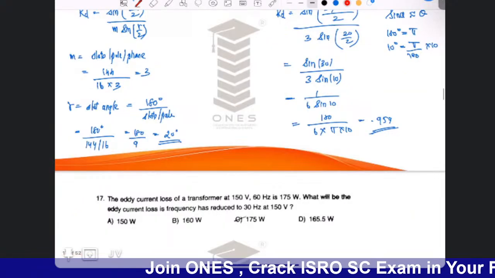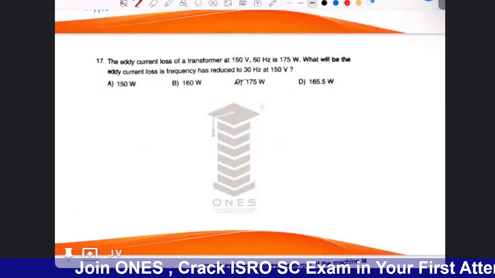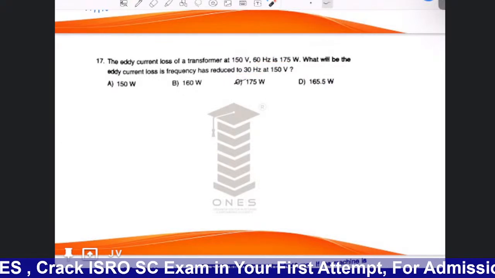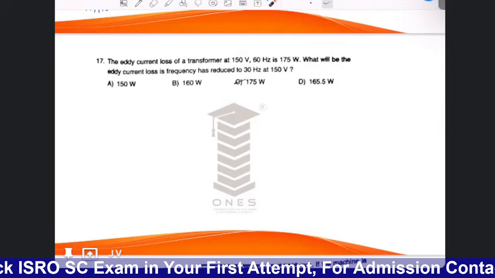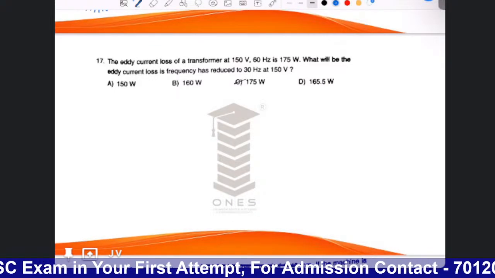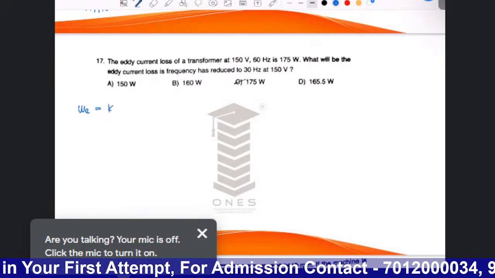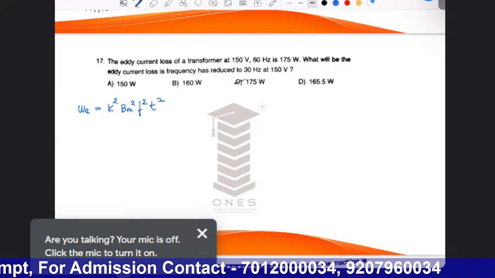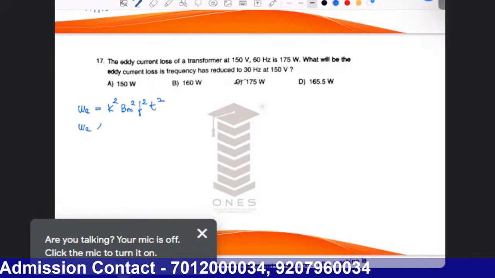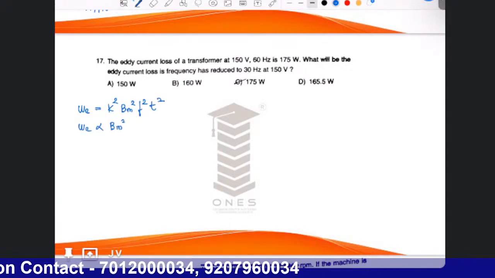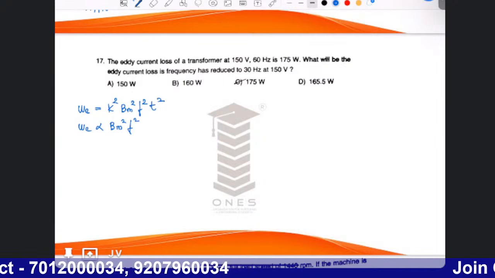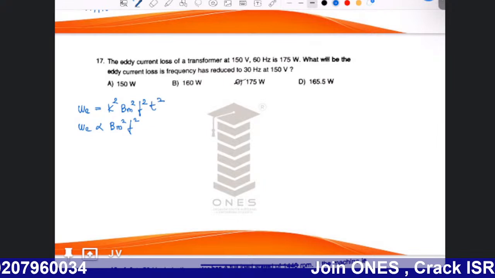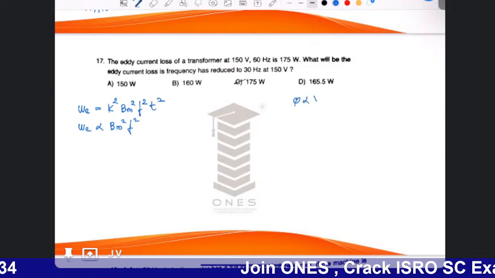17. The eddy current loss of a transformer. Okay, the frequency varies and then eddy current loss varies. So we know eddy current loss is equal to A square, BM square, F square, T square. Or eddy current loss is proportional to BM square, F square. And then BM is flux density. If the flux is constant, how will you check? Phi is proportional to what?